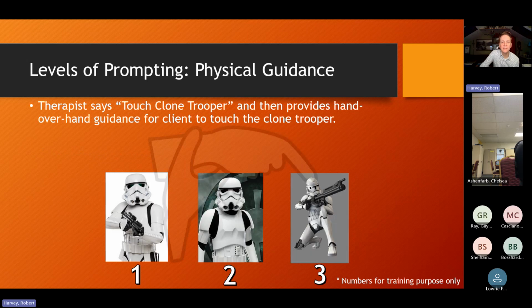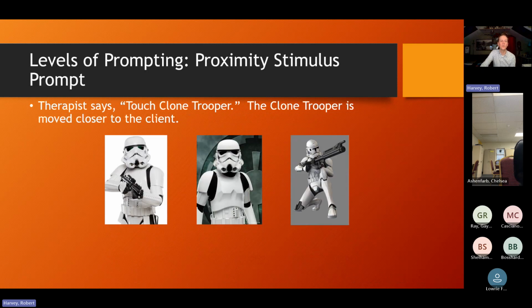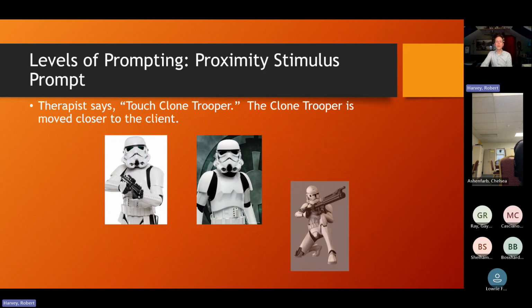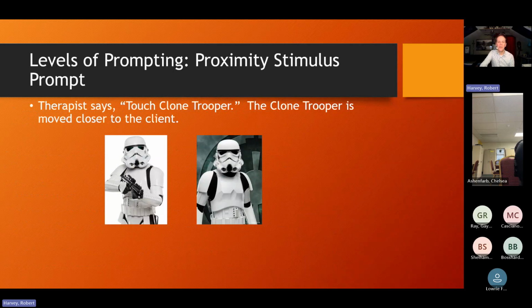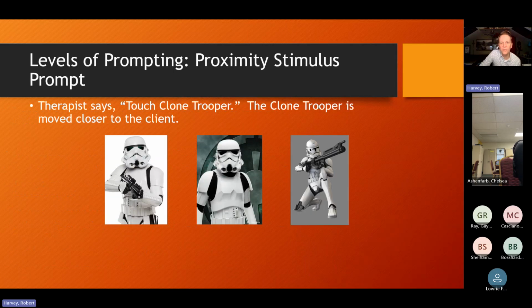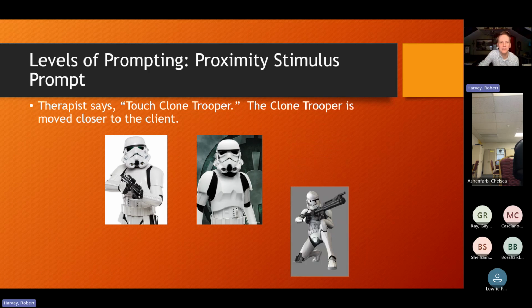With physical guidance, right? So I have them touch it, and then again, I say, okay, touch clone trooper, and they touch it without the guidance. With proximity, I move it closer, I have them touch it, and then I move it back out to the front, and then I say touch clone trooper, okay? So again, I'm reinforcing more independent responses.